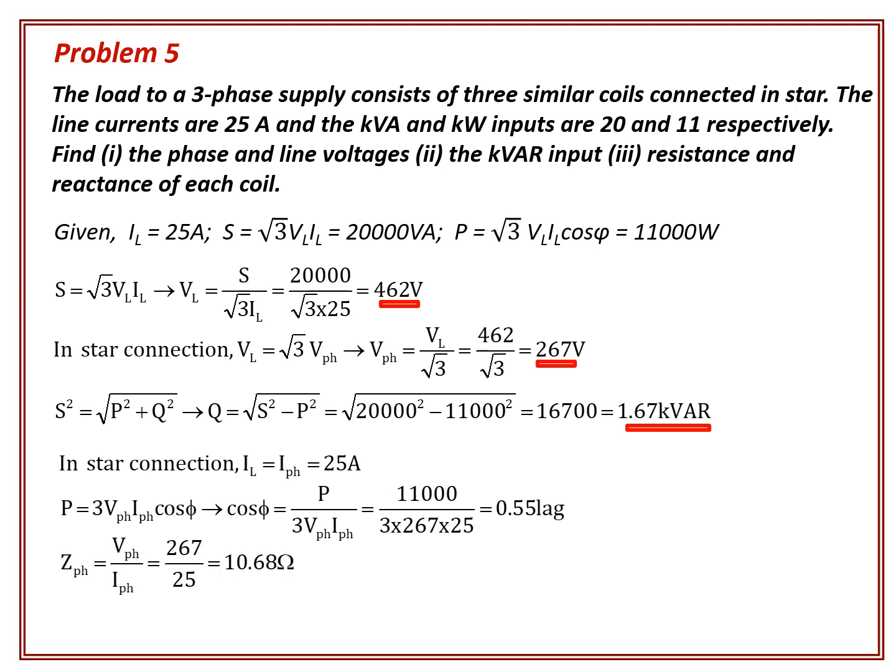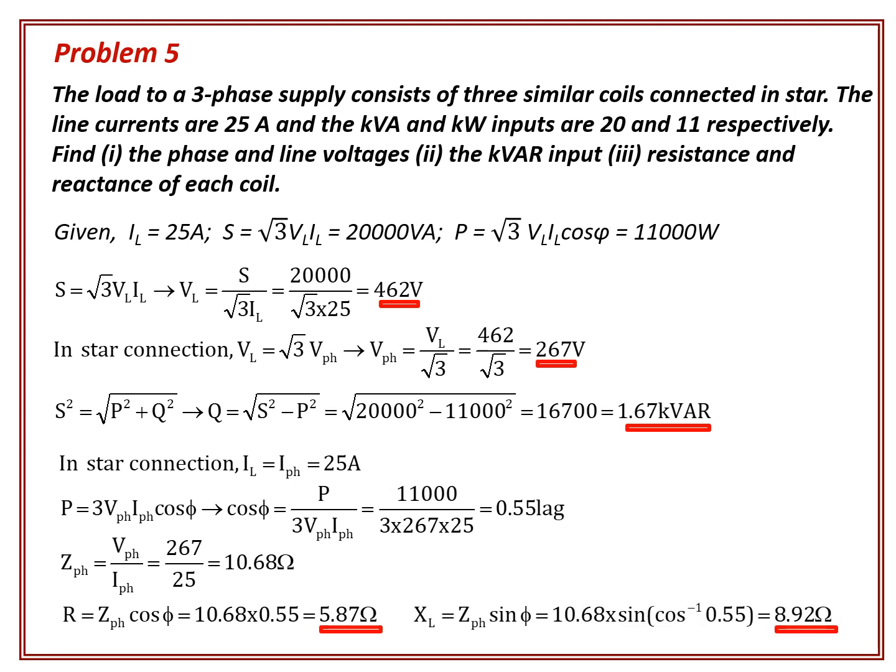Then Z phase is equal to V phase by I phase. Substituting V phase equal to 267 and I phase equal to 25, we get Z phase equal to 10.68 ohm. R is equal to Z phase cos phi. Substituting for Z phase and cos phi, we get R as 5.87 ohm.